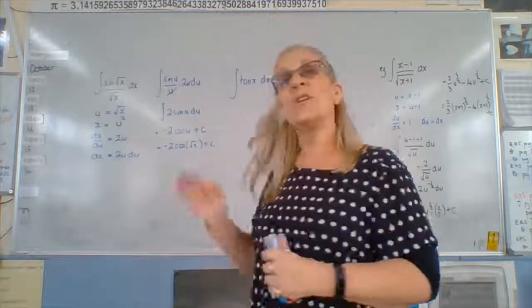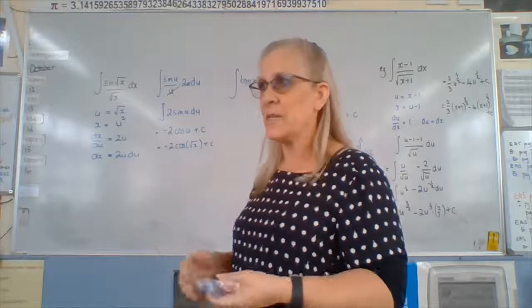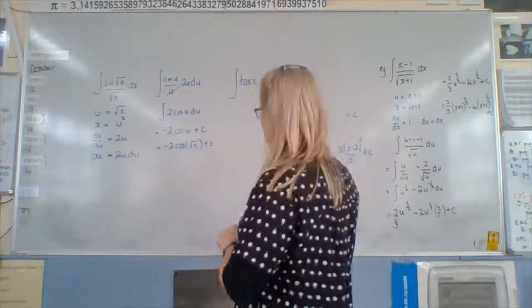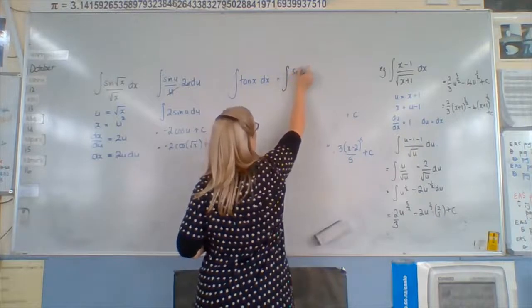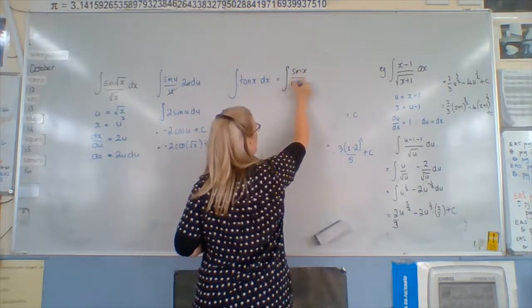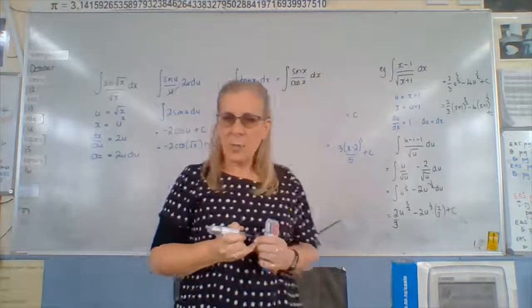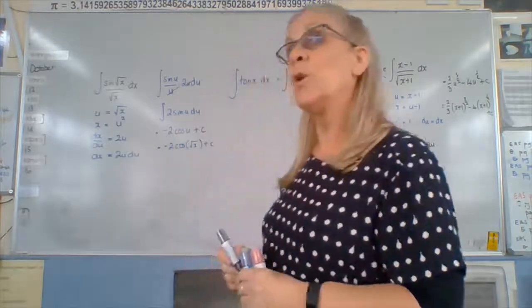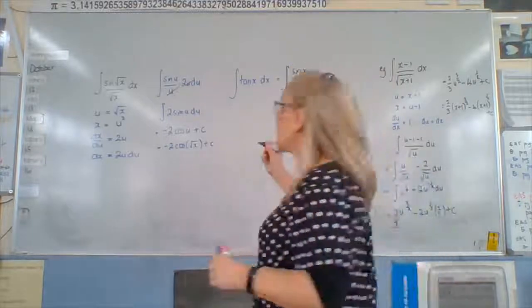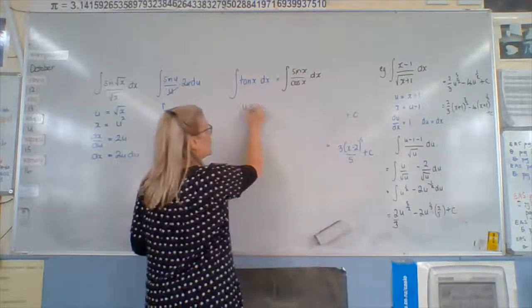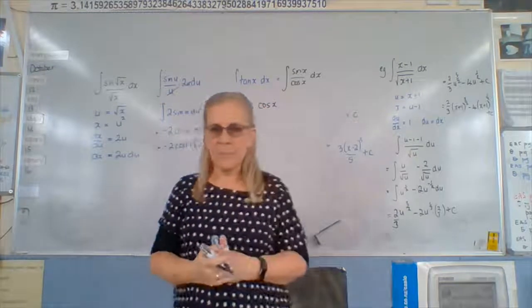In fact, this is not an easy one to integrate because before we start, we need to change it a bit. So if we change it to this, and we decide to make u, what's the annoying one? Good. U equals cos x. All right?